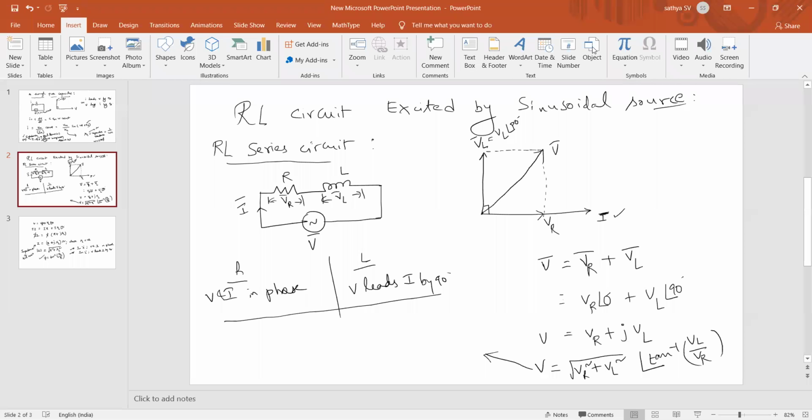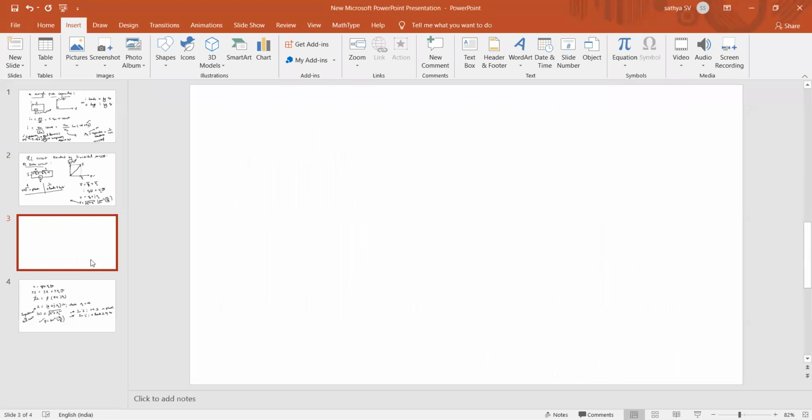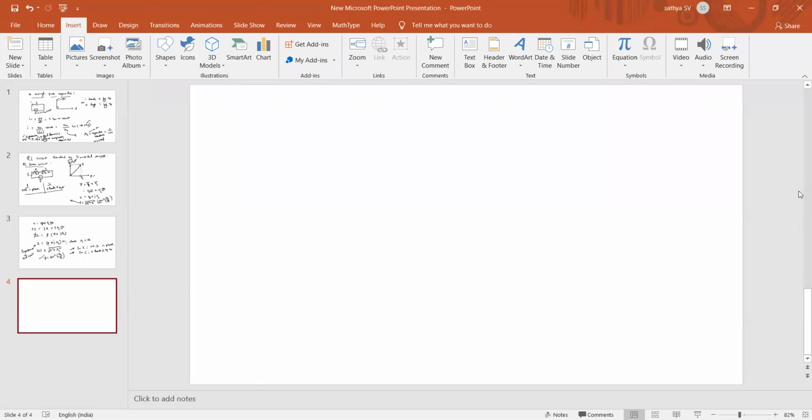Quickly refer parallel. I will take the new slide. There is a 10 minutes break, but no break now. We will finish in 2 minutes, so wait for 2 minutes. Next is the RL parallel circuit. I also have another session for third years.